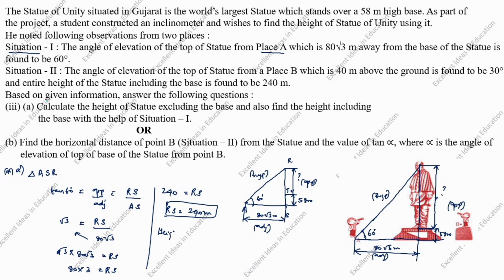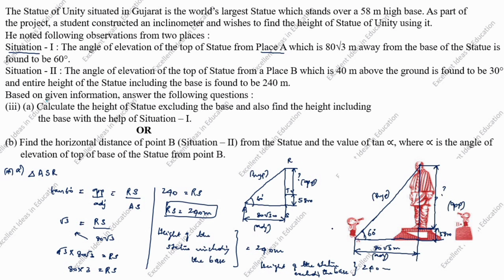Height of the statue including the base is 240 meter. Height of the statue excluding the base means 240 minus this value, 58, which equals 182 meter. This is the answer, 182 meter.